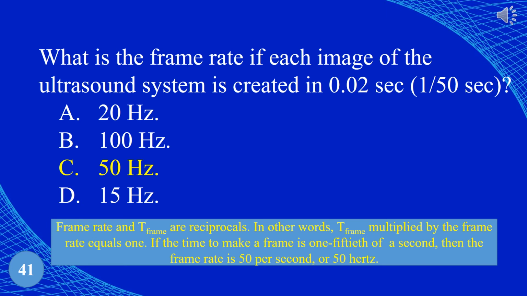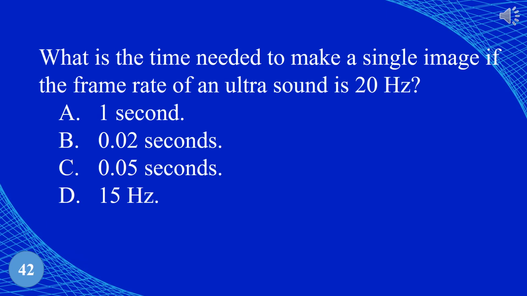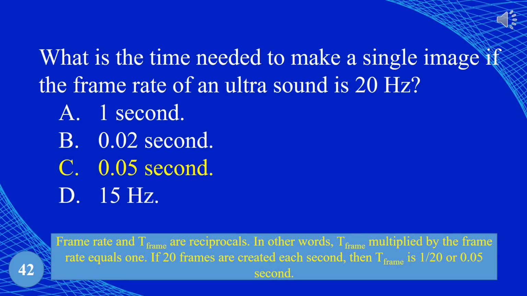or 50 Hz. What is the time needed to make a single image if the frame rate of an ultrasound is 20 Hz? A. 1 second. B. 0.02 seconds. C. 0.05 seconds. D. 15 Hz. The answer is C. 0.05 seconds. Frame rate and T-frame are reciprocals. In other words, T-frame multiplied by the frame rate equals 1. If 20 frames are created each second, then T-frame is 1/20 or 0.05 seconds.